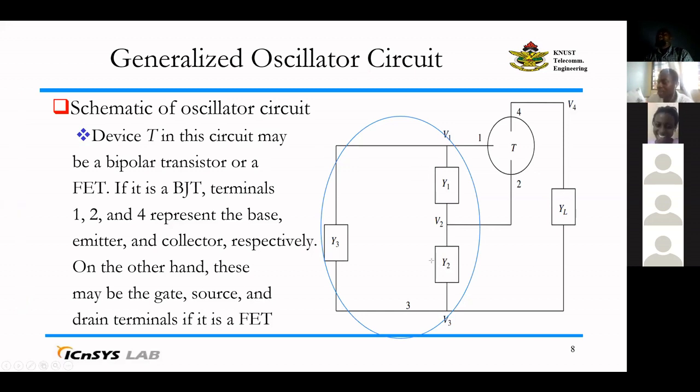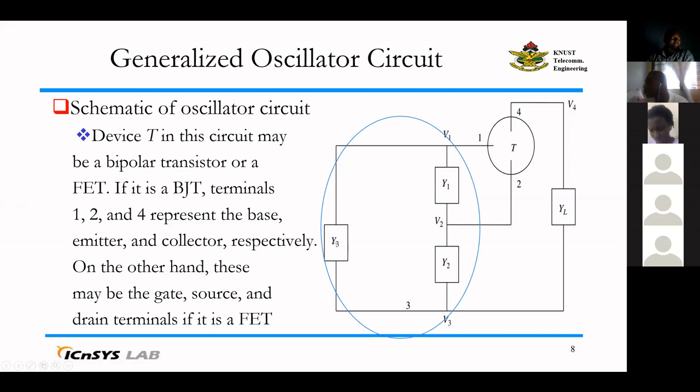Y1 and Y2 must be of the same reactance. They are all reactants. So Y1, Y2, and Y3 are reactants, i.e. either a capacitor or inductor. So that if Y1 is an inductor, then Y2 also has to be an inductor. And this is what you would have realized if we had derived the equations. If Y1 is an inductor, Y2 also has to be an inductor.